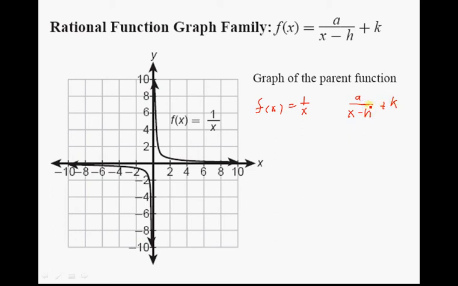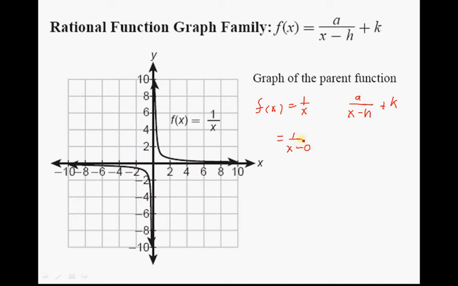But you know what? We can write this parent function in a form that will mimic the general form. And how do we do that? Well, watch. It's just 1 over x. Well, is there an h here? No, there is no h here. Well, what can we do to hold the place of h? Well, I guess 0 works, right? We can use 0 because x minus 0 is just still x. It doesn't change anything.